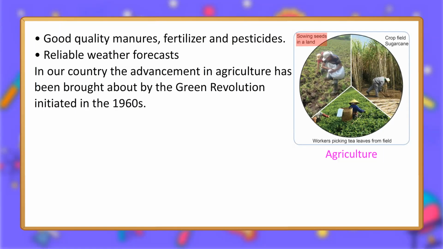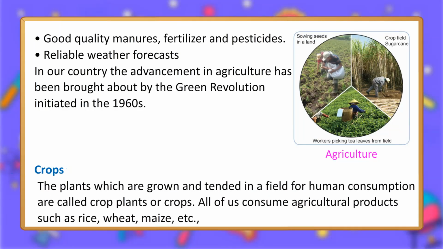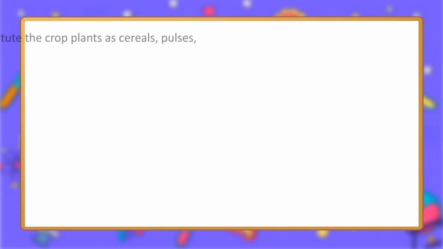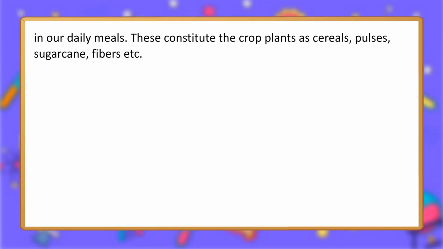Agriculture. Sowing seeds in a land. Crop field, sugarcane. Workers picking tea leaves from field. Crops. The plants which are grown and tended in a field for human consumption are called crop plants or crops. All of us consume agricultural products such as rice, wheat, maize, etc. in our daily meals. These constitute the crop plants such as cereals, pulses, sugarcane, fibers, etc.